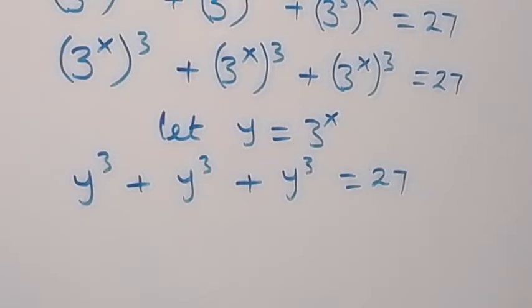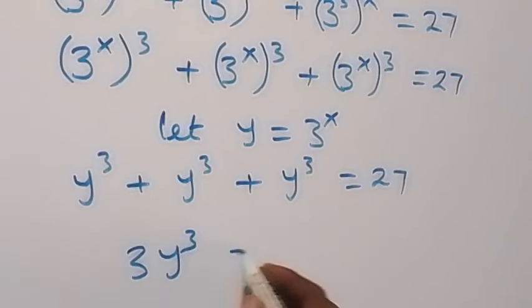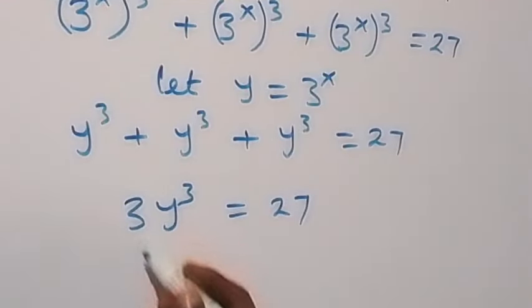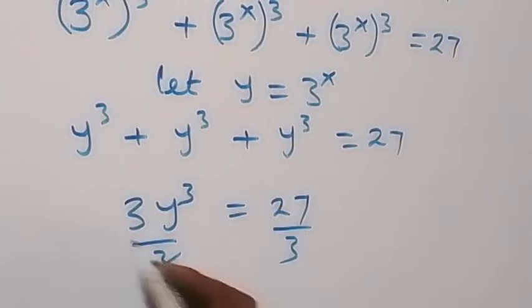And here we have y raised to the power 3 three times added up, and this is simply 3y raised to the power 3 equals 27. Let's divide both sides by 3, so that the 3 will cancel out, and we are left with y raised to the power 3 equals 27 over 3, which has been reduced to 9.